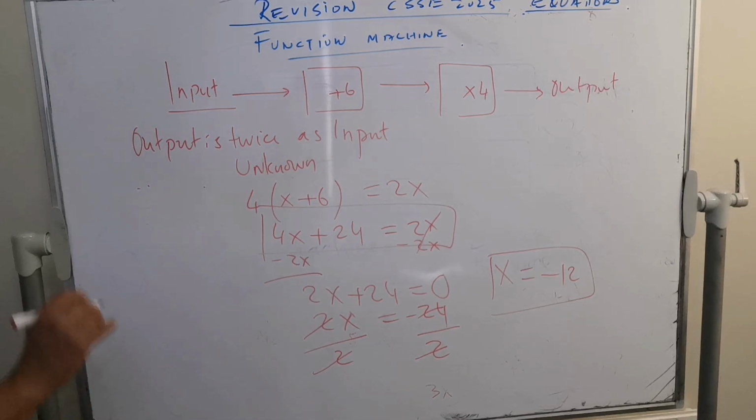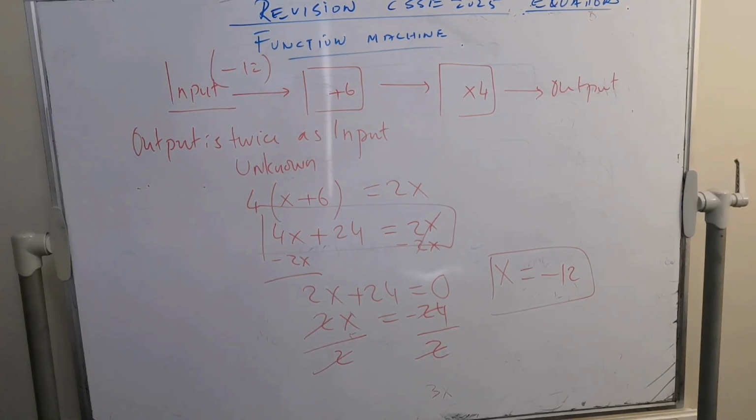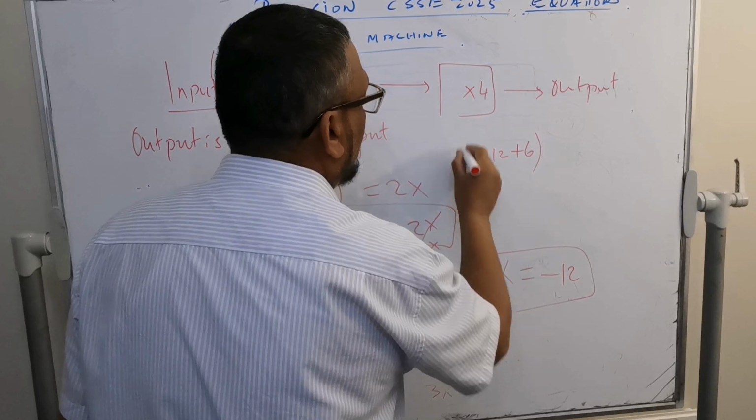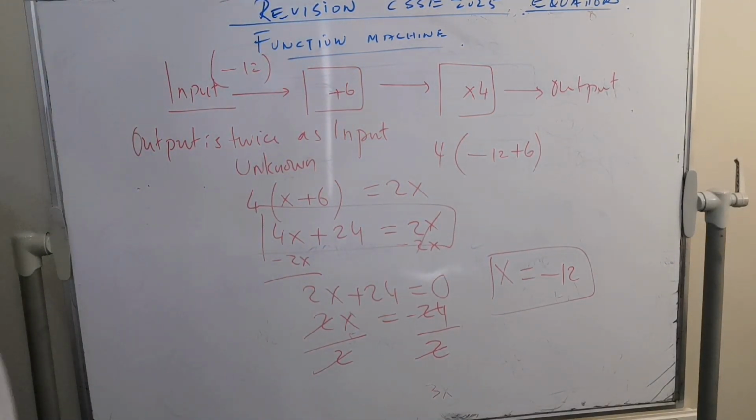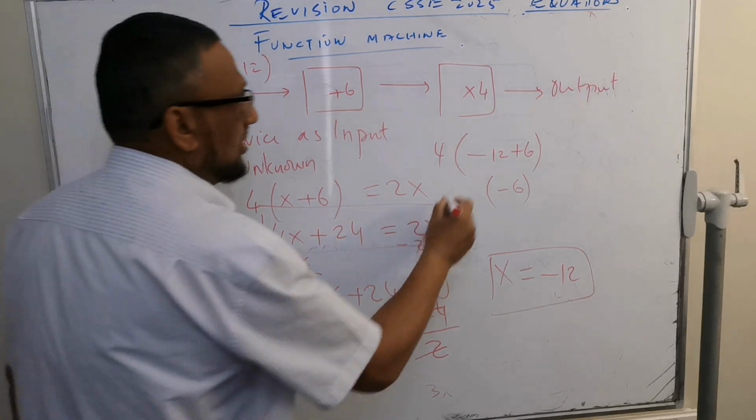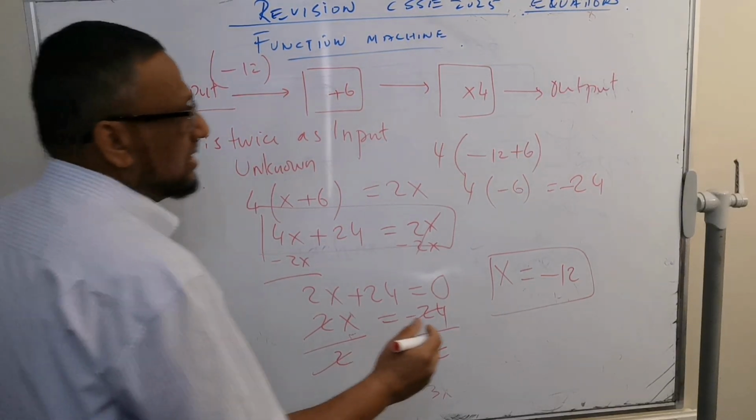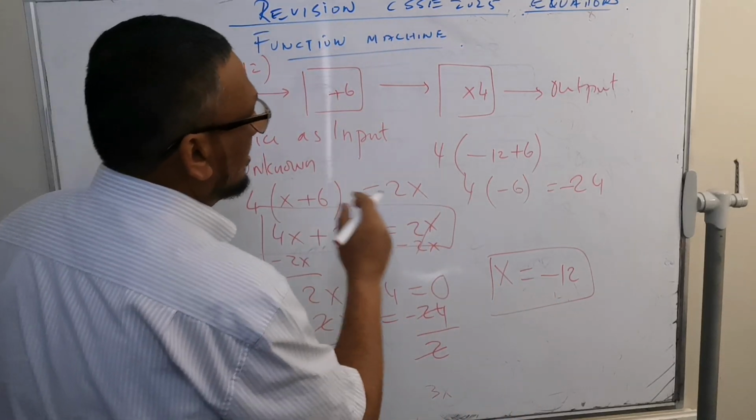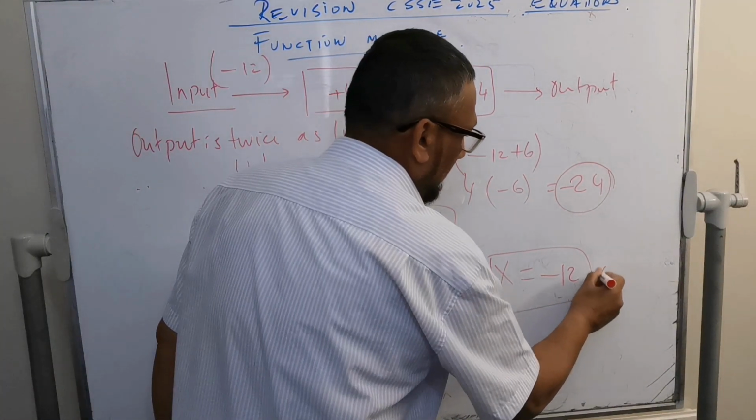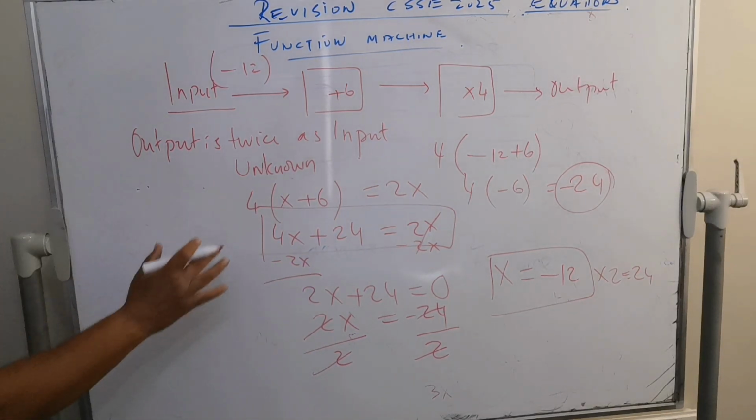So it means if you put minus 12 here as an input, look at this one, minus 12 plus 6, and times by 4. So minus 12 plus 6 is minus 6, and 4 times 6 is 24. So it means your answer will be minus 24. Very simple. It says twice. So minus 12 times 2 is minus 24, okay? So this is the way you can work it out.